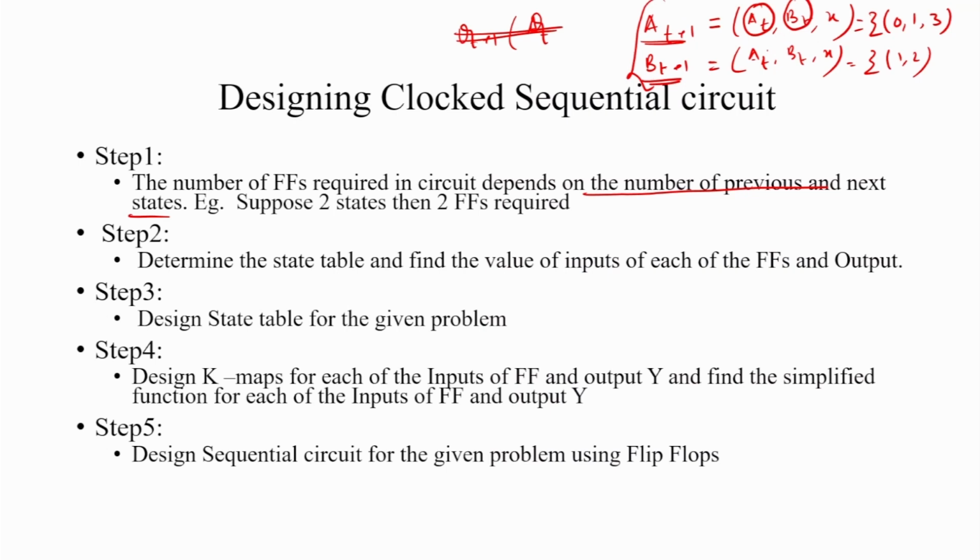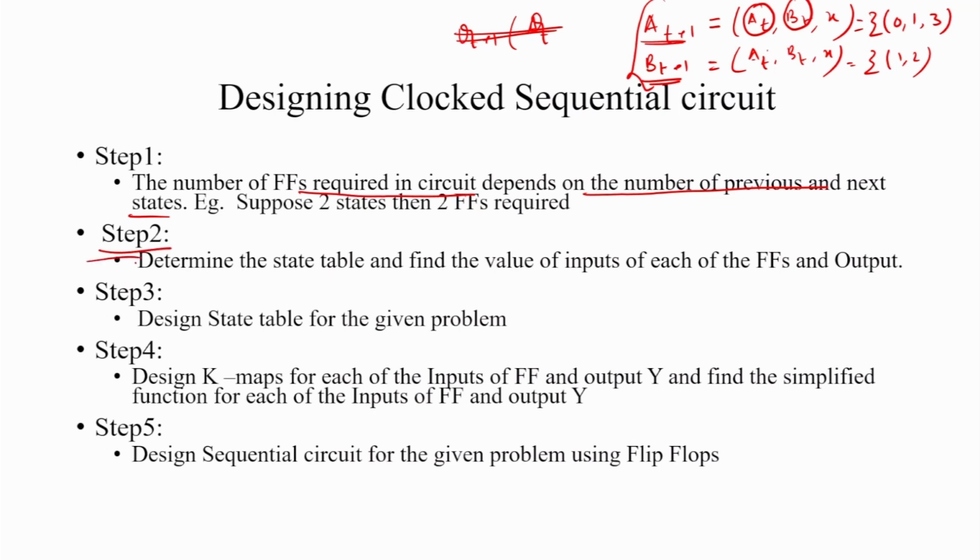This means 2 flip-flops are used to design this clocked sequential circuit, and they can be any type of flip-flop, whether a JK flip-flop, SR flip-flop or T flip-flop. This depends on your choice of flip-flop to design the clocked sequential circuit. So, first find the number of required flip-flops, which depends on the number of previous and next states. Second step is what?